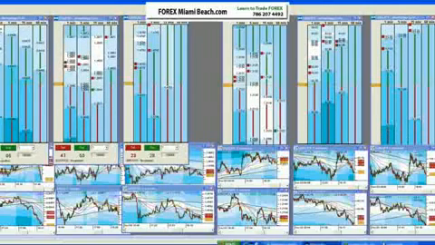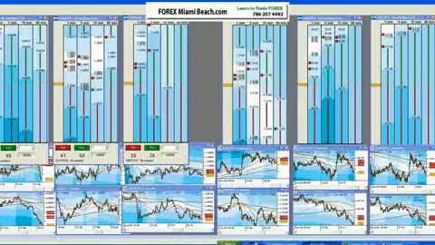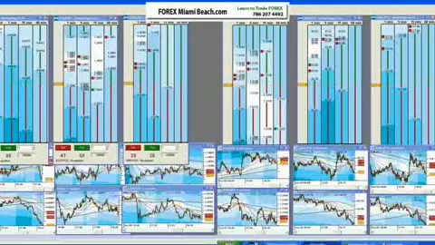So this is what a buy grid would look like, and again, I'm just waiting here. I'm going to give this a chance, and if it comes back, I'll go ahead and buy it.